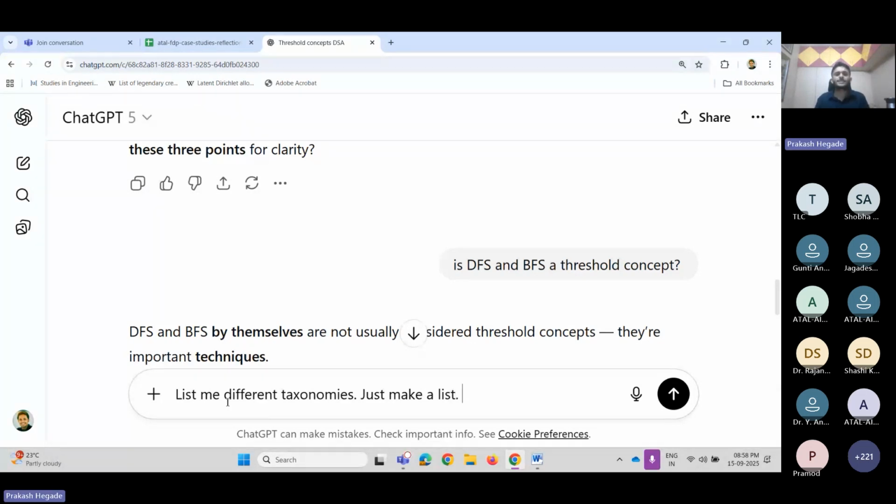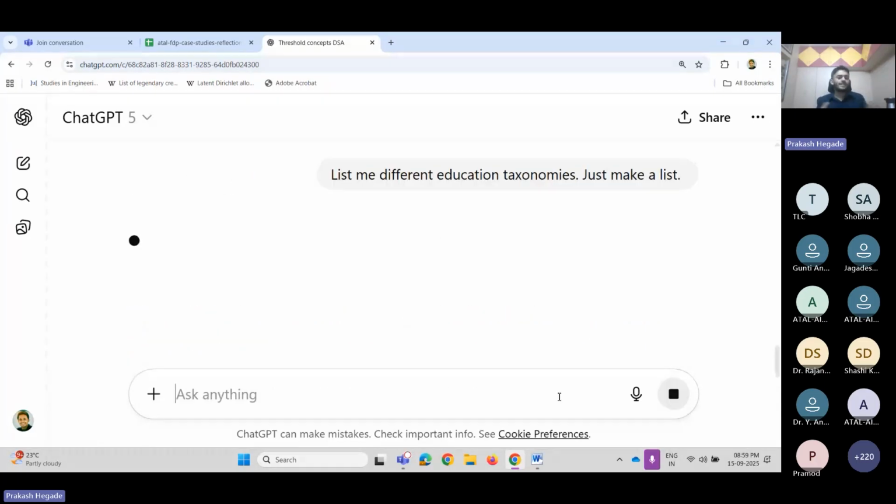Let's do one thing. Let's make it more clear. Okay. We'll just say education taxonomies. Because we all are in teaching and learning, there might be other taxonomies as well, so the LLM might get confused. I'm just saying list me different education taxonomies. Just make a list. That's what I'm saying. Let's see how many it is going to list.